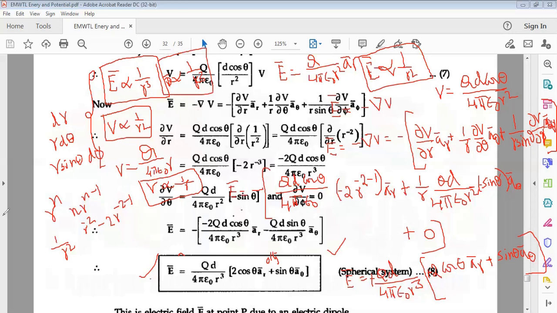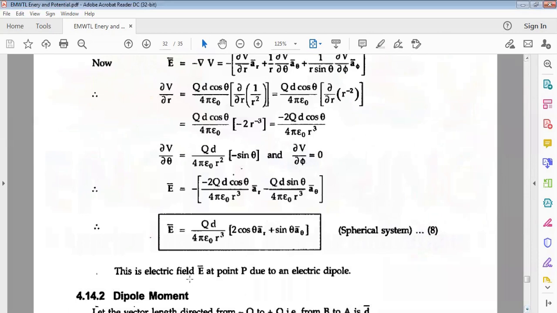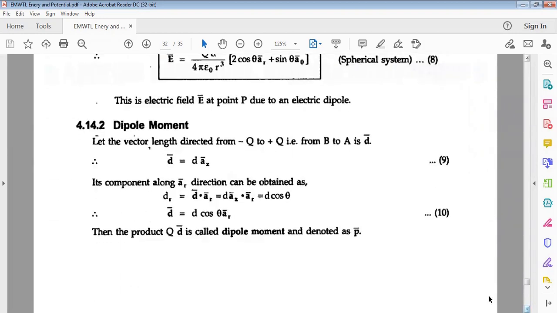Got it? So it's a very important topic, the electric dipole, for electric field intensity and the potential V. This is the electric field intensity E bar at point P due to an electric dipole. E bar is equal to qd by 4 pi epsilon naught r cube, 2 cos theta into a r bar plus sin theta into a theta. Got it? And the next topic is dipole moment.